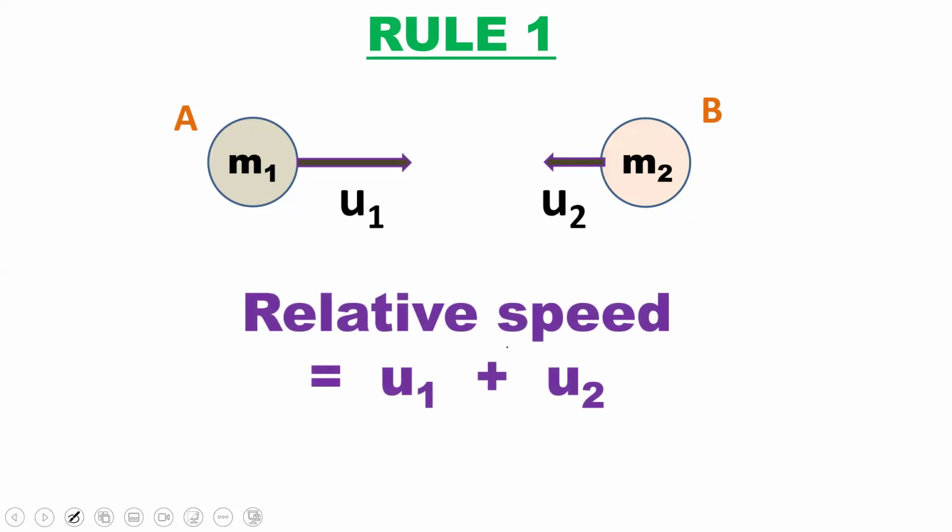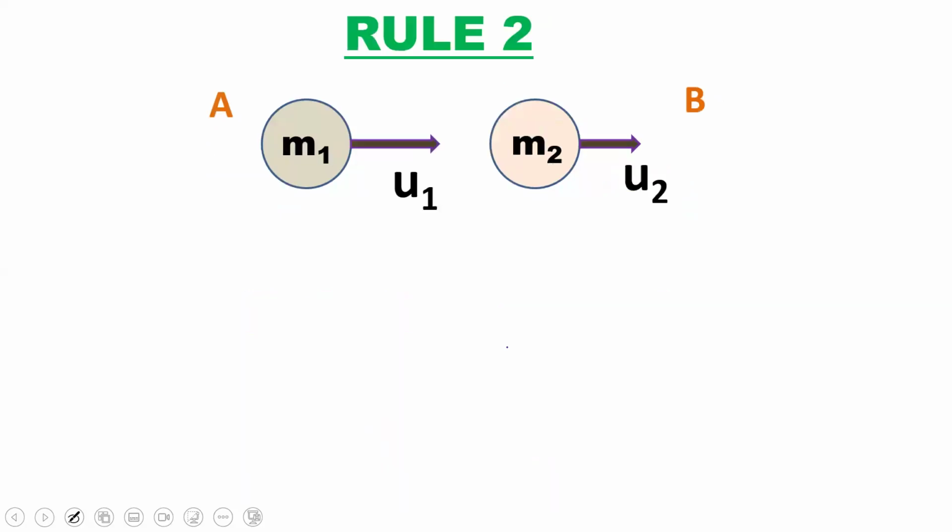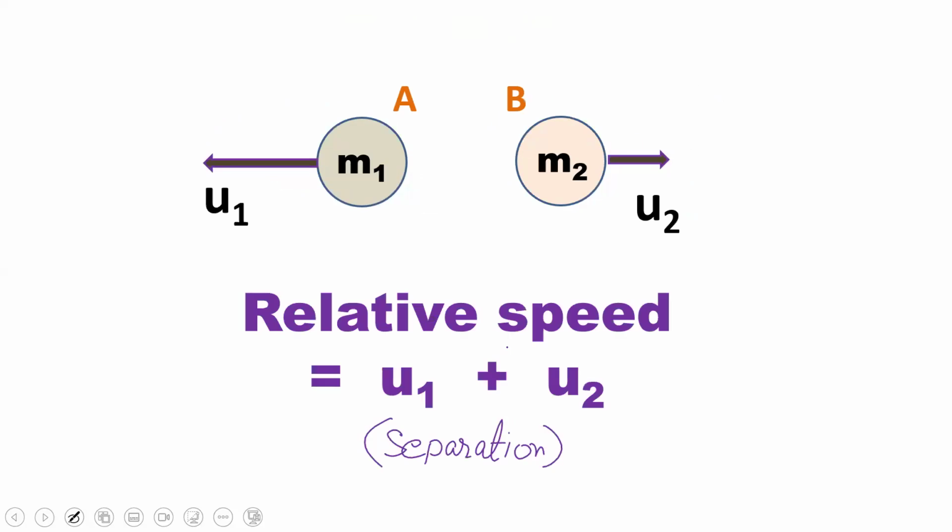What's so special about it? Speed is a scalar, otherwise u1 and u2 cannot both be positive. Relative speed has a set of rules. What is the rule? The rule says that arrows in opposite directions add.